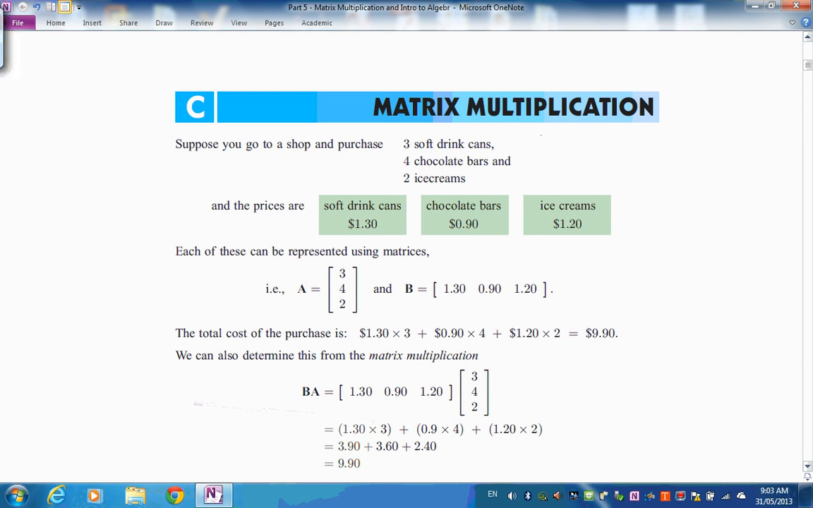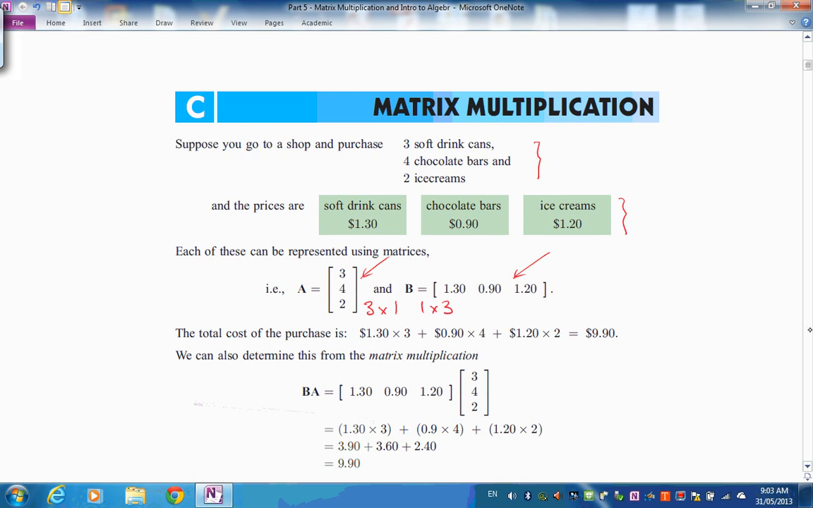You go to the shop and purchase those, and these are the costs of 3 soft drink cans, chocolate bars and ice creams. So we've done a bit of this before. You could let this column matrix represent the number of items of each you bought, and this row matrix here, the costs of them. So actually we've got here a 3 by 1 matrix, remember the order of matrices before, and a 1 by 3 matrix.